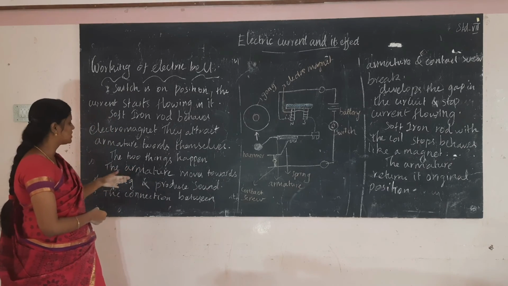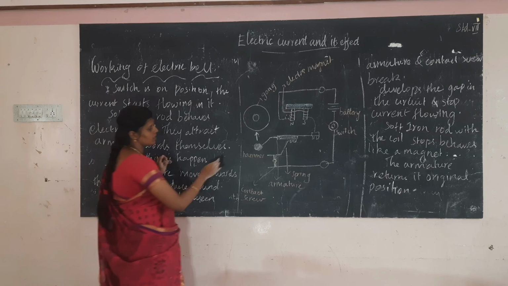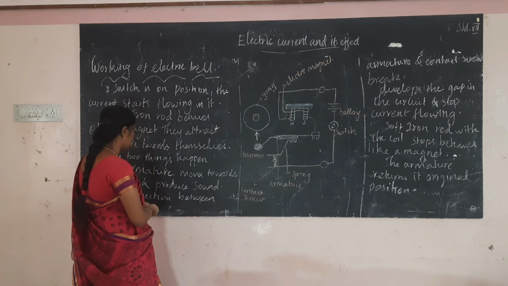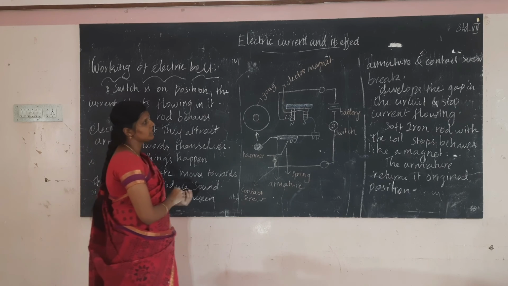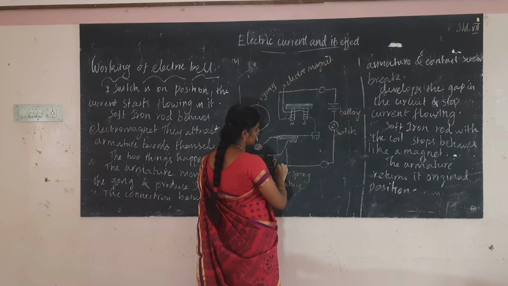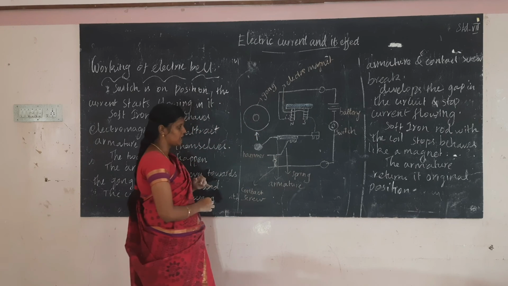One is the armature moves towards the gong and produces sound. The other is the connection between the armature and the contact screw is broken.